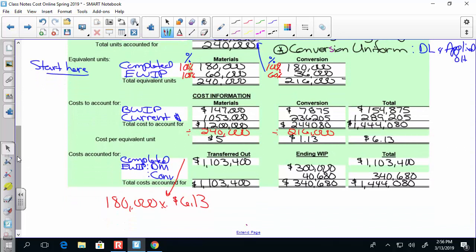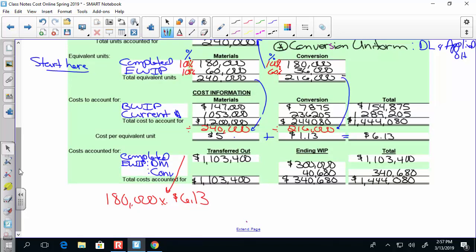We then go down to our step 3, cost per equivalent unit. We take the equivalent units for each input and come up with a rate of $5 and $1.13. We add those two and get $6.13. And then that's what we use to finish out our particular problem.